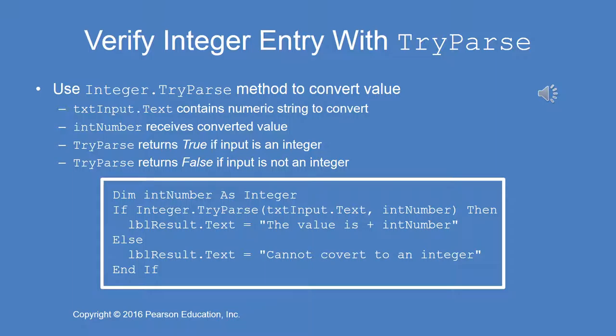So textInput.text contains a numeric string to convert. Int number receives the converted value. TryParse returns true if the input is an integer, and it also does the conversion to int number. And TryParse returns false if input is not an integer. This is an extremely valuable method to use in a validation scheme to make sure that the user is entering data in the appropriate format specified.